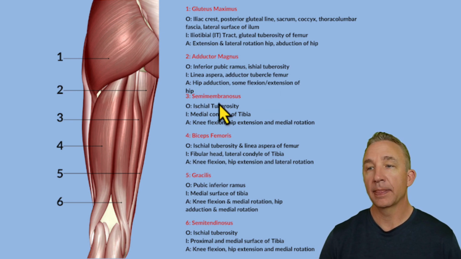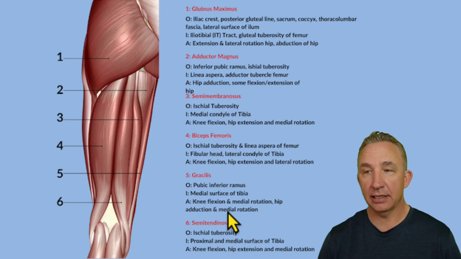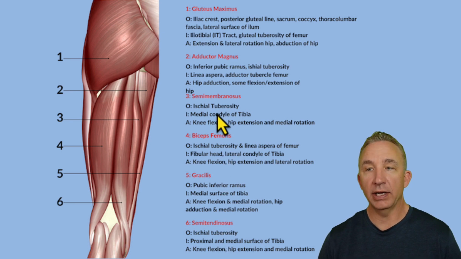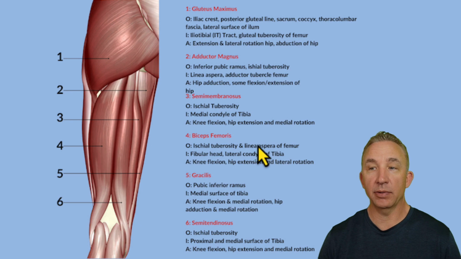When we look at our hamstrings, semimembranosus, semitendinosus, and biceps femoris, you see the same origin of ischial tuberosity. And then we get into seeing linea aspera, the femur, because that's our largest bone. We can use it for a lot of our attachment sites. When we look at where they insert, medial condyle of the tibia, medial surface of the tibia. So we insert down at the medial side of the tibia. And why are we using it? We flex the knee and extend the hip.